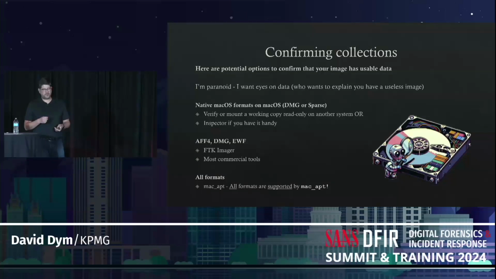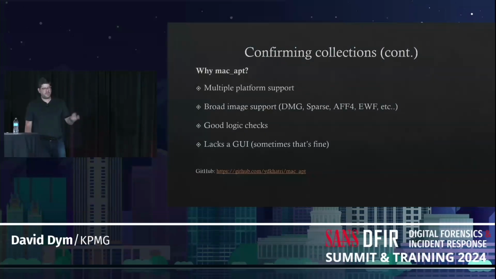If it's AFF4, DMG or Expert Witness, of course, you can use FTK Imager or a number of other tools. But what's really cool is Yogesh Khatri's got MacApt out there. We love to use MacApt. It's free. It's multi-platform. It will handle DMG, sparse, AFF4, Expert Witness. He's using libtsk3 in his scripting, but he has a handler for sparse in there, which is really cool. I'd like to see all that go into the main repo so that TSK supports sparse everywhere, if it doesn't already. So it does good logic checks.